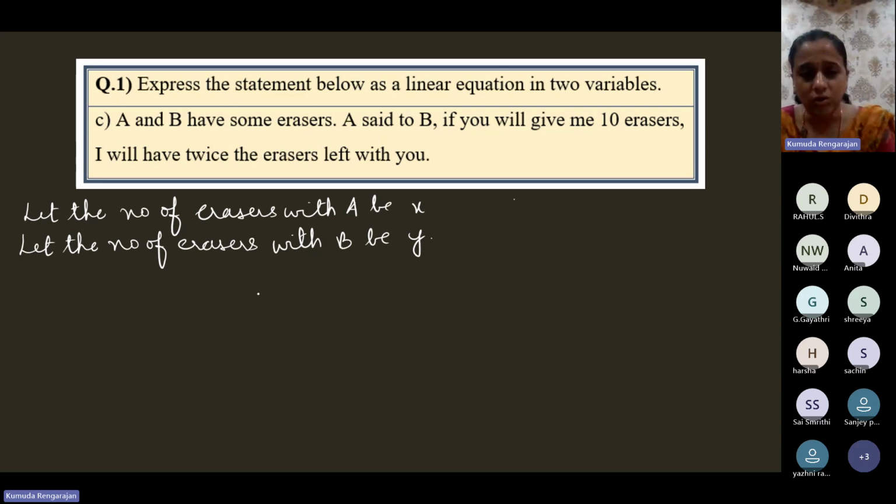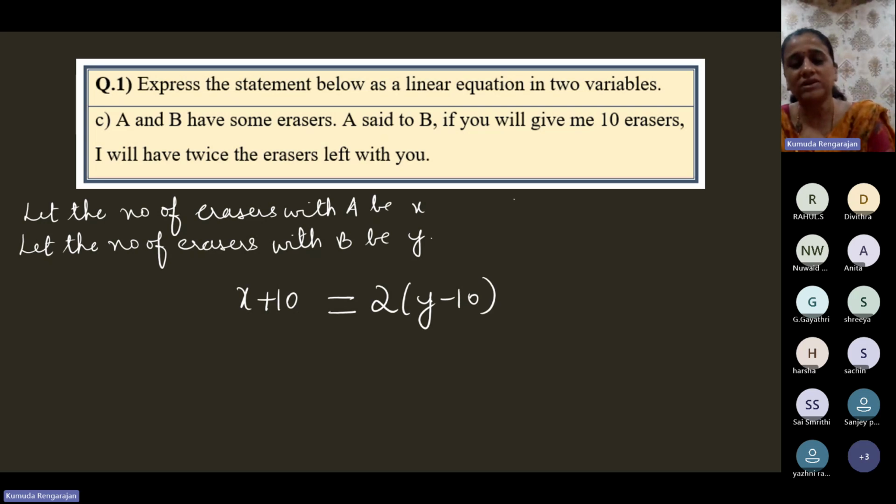So A originally has X. After he receives, he will have X plus 10. A will have, I will have, meaning equal to twice 2 the erasers left with B. How much is left with B? Y minus 10, because he's given 10 to A, right? So he'll be left with Y minus 10. So twice Y minus 10. So X plus 10 is equal to 2Y minus 20.